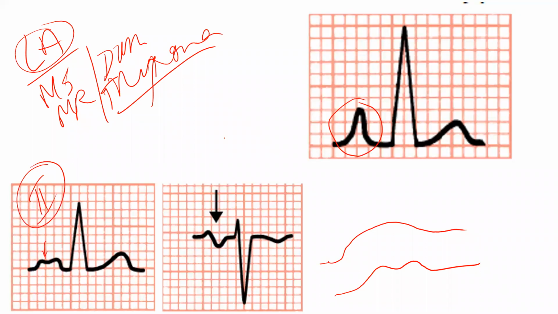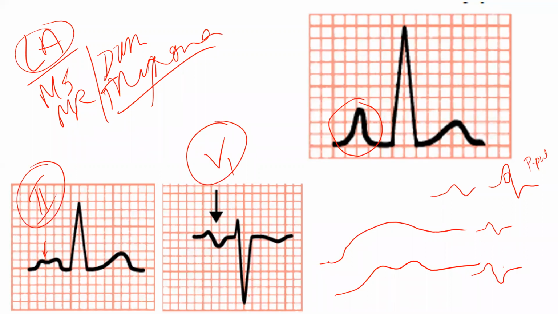Or if you see lead V1, normally the V1 lead will be equally biphasic. This is the biphasic wave like this. If the biphasic wave is like this, and this is more than one small box, this is P pulmonale. If the biphasic wave is predominantly negative like this, holding one box here, bigger than one box, this becomes P mitral.